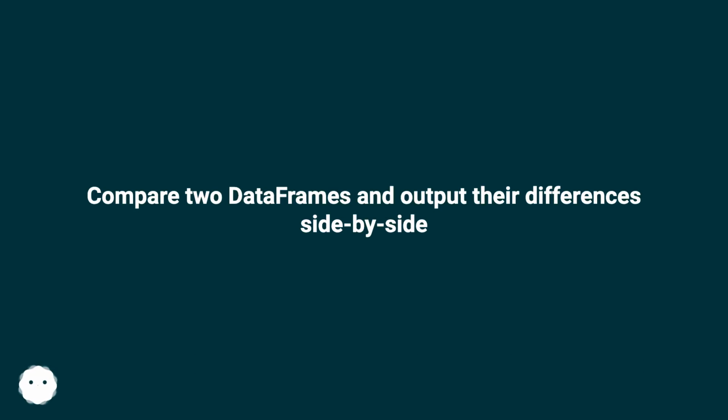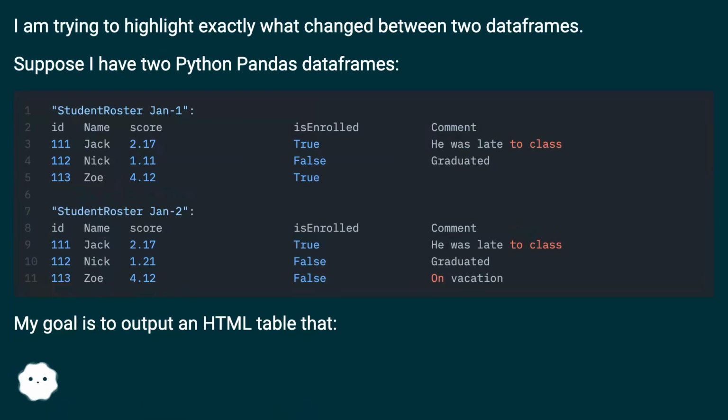Compare two data frames and output their differences side by side. I am trying to highlight exactly what changed between two data frames. Suppose I have two Python pandas data frames.